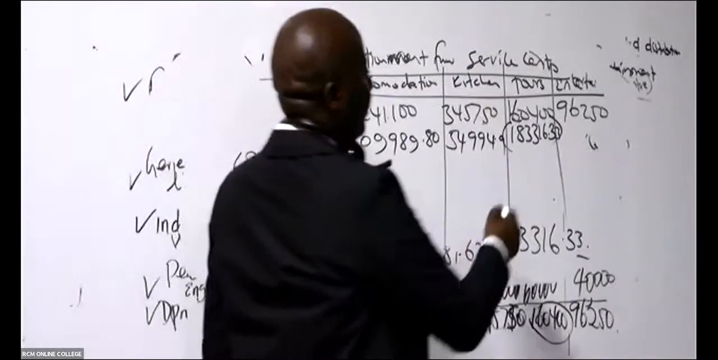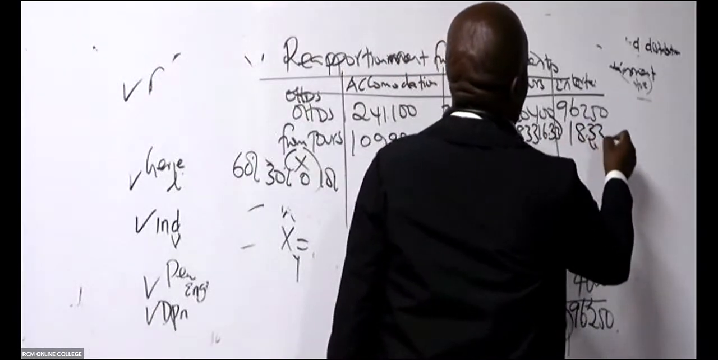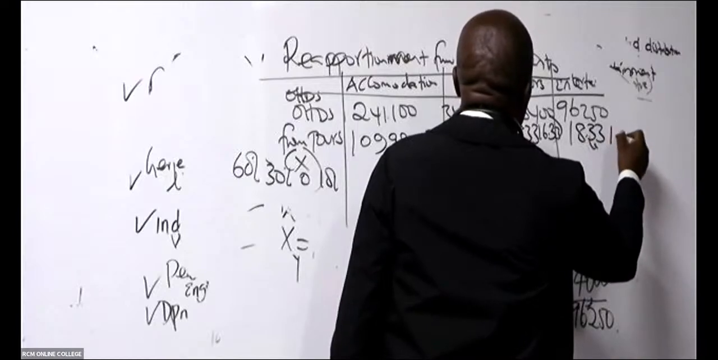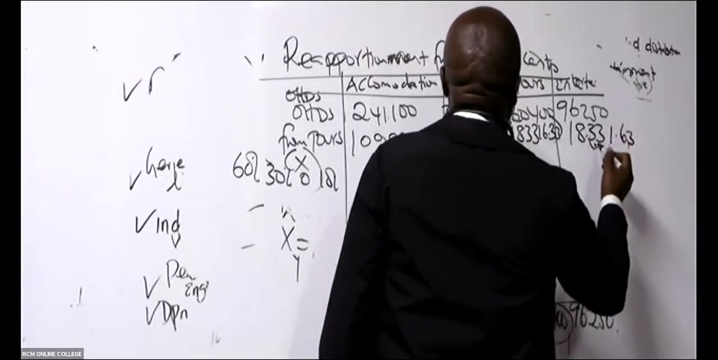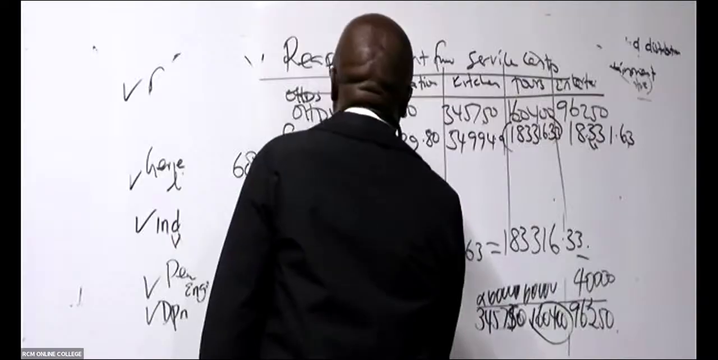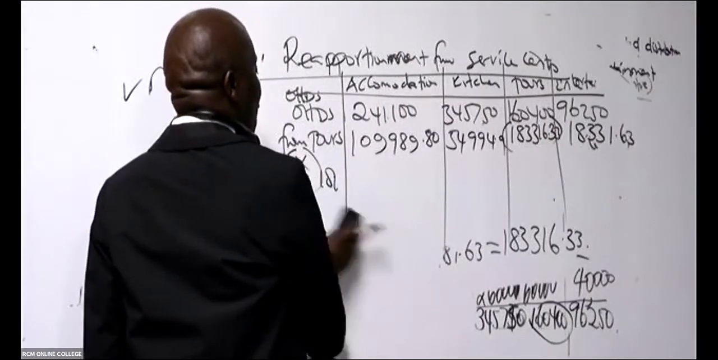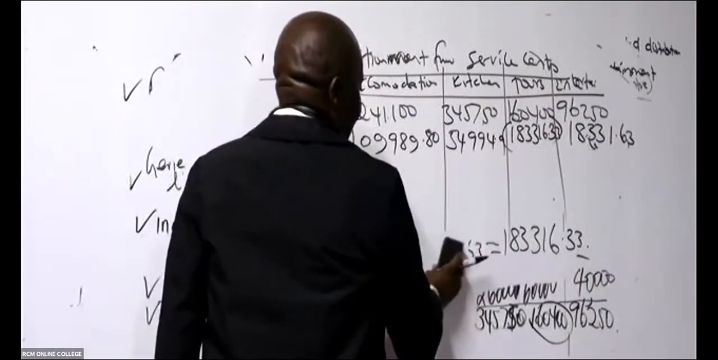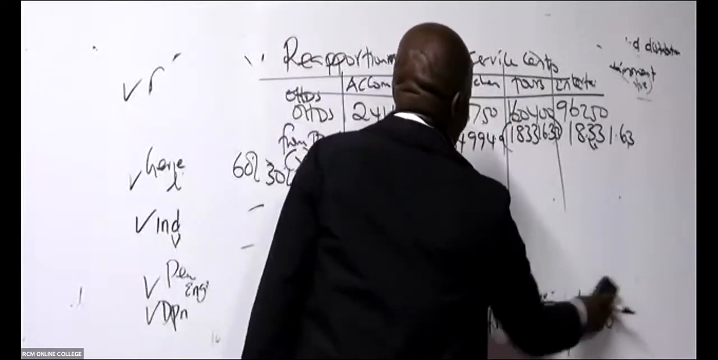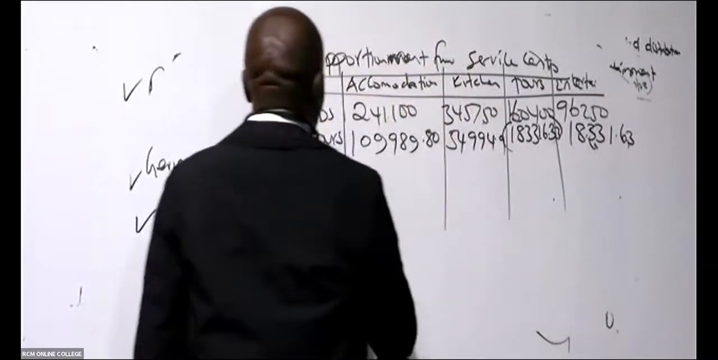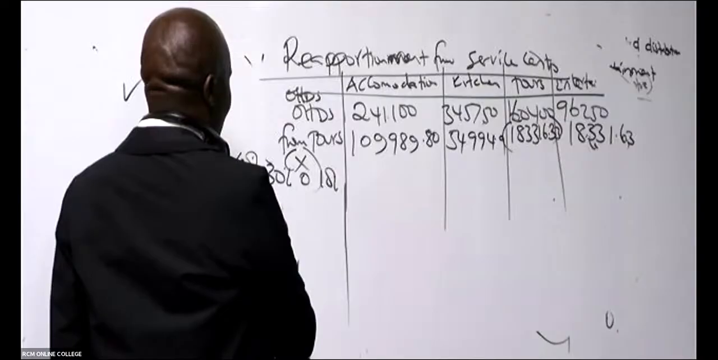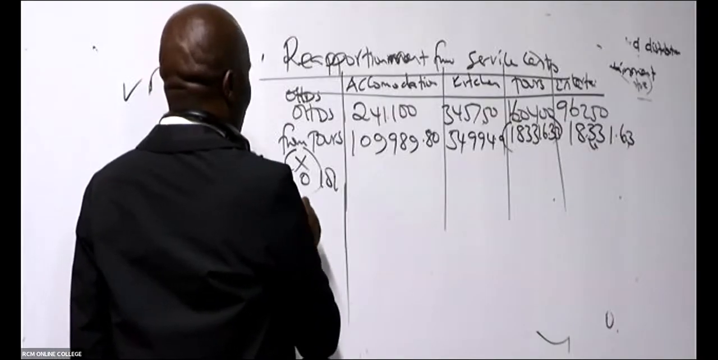18,331.63. All right. So is that everything? No. We'll come and say from the other department, isn't it? So we have here from the other department. From which department here? Somebody? From entertainment.